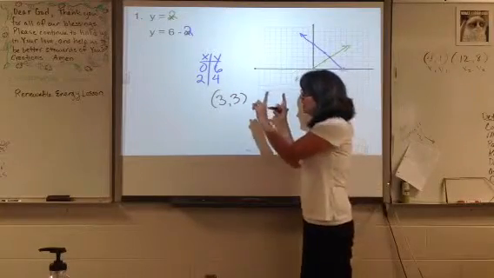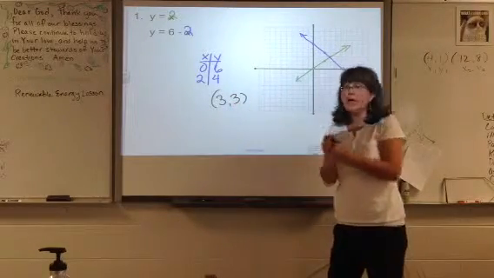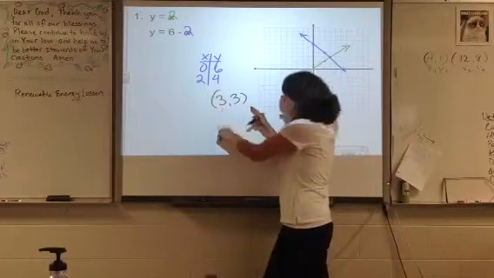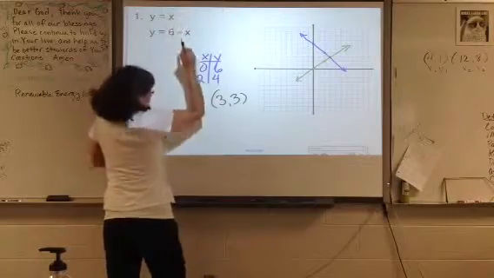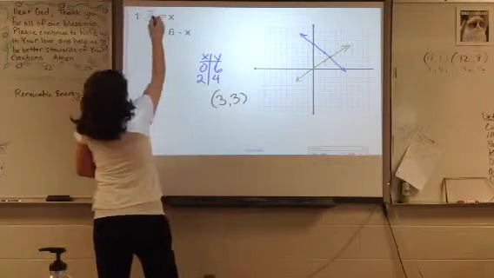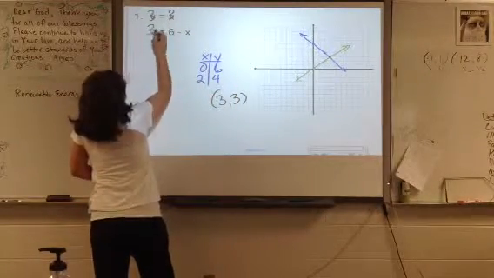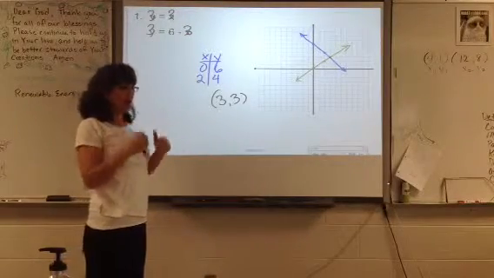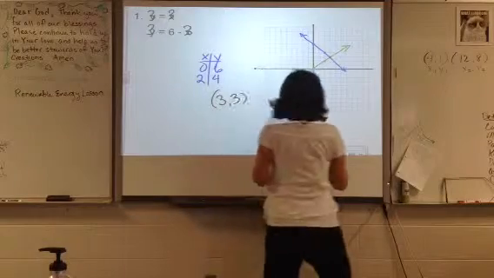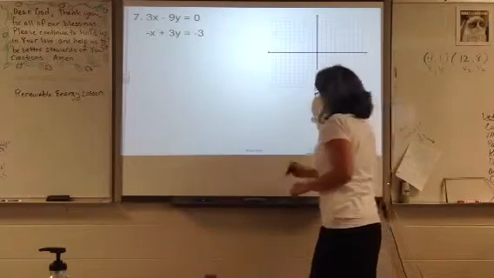That means that this point lies on both lines, and that if I put a 3 in for my x and a 3 in for my y, it works in both equations. Awesome. Okay, next.